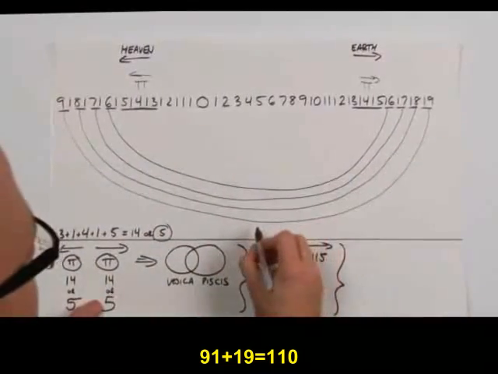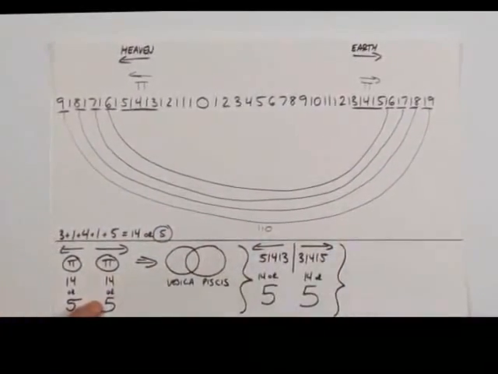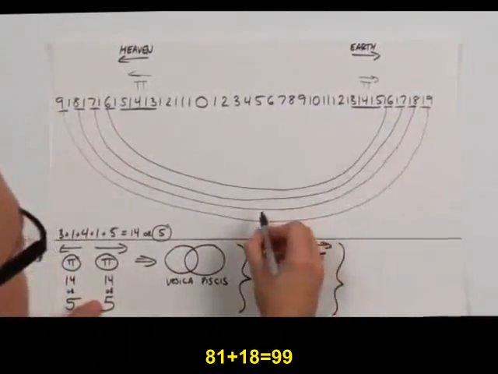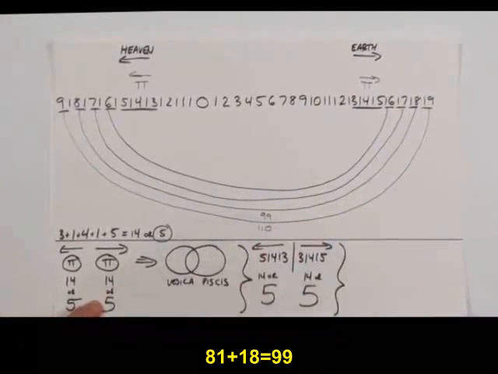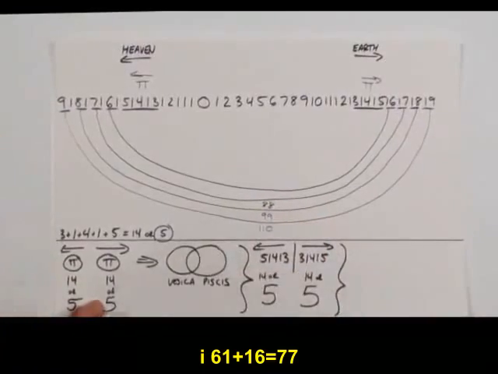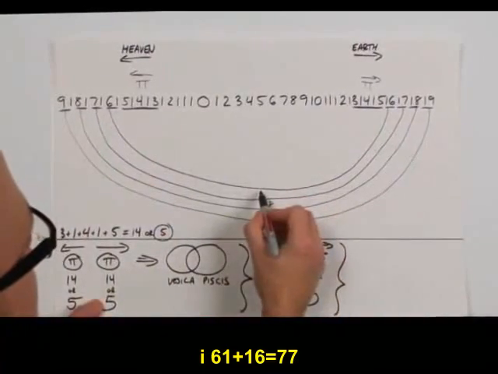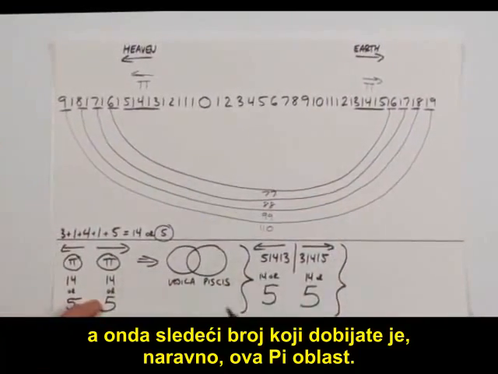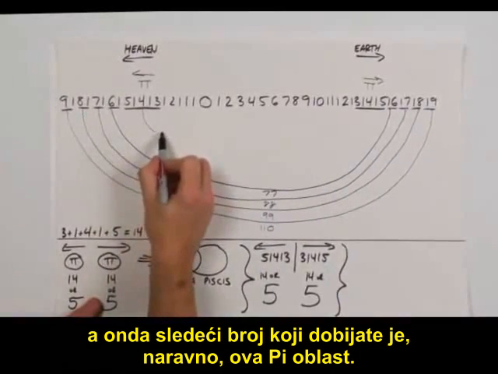91 plus 19 is 110. 81 plus 18 is 99. 71 plus 17 is 88. And 61 plus 16 is 77. And then the next number you get is, of course, your pi zone.